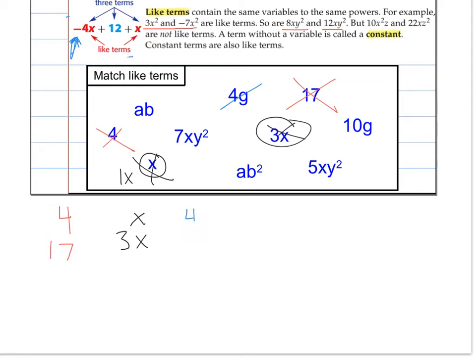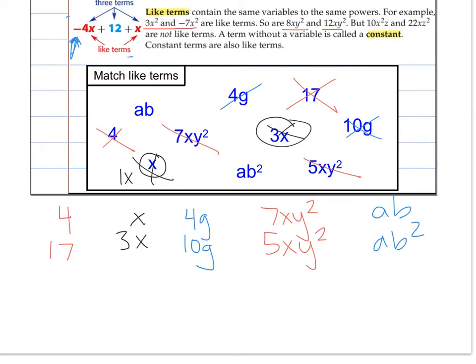4g and 10g are alike because they have g to the first power. And then 7xy squared is a like term with 5xy squared. They have the same variables to the same powers. Notice then ab and ab squared are our last ones. They are not alike because b is squared here, but it's not there. So those are not alike.